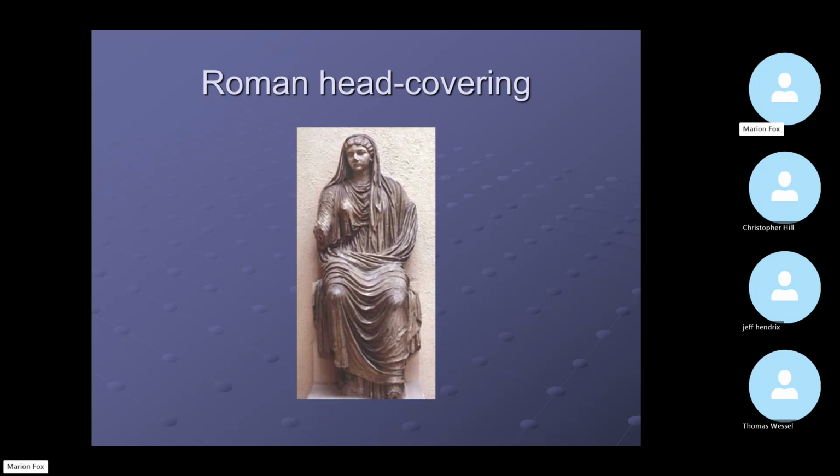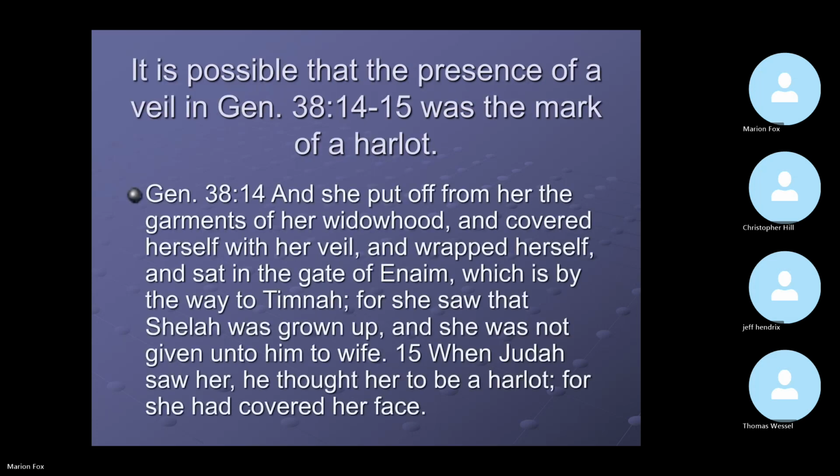Here's another woman that has a veil. Now, it's possible the presence of a veil was the mark of a harlot, but I don't think so. It might have been the mark of a harlot in Genesis 38, but I don't think it was in First Corinthians in Corinth. So customs changed.